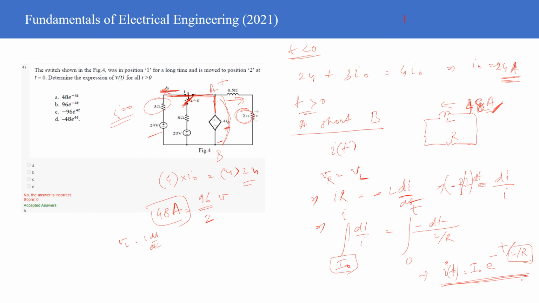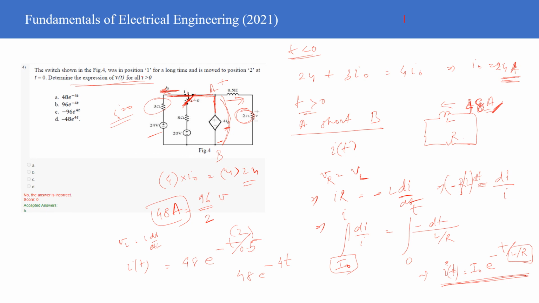Once you have this particular expression, you can just plug in the values. So I of t will become 48 e to the power minus t. What is L? L is 0.5. And what is R? R is 2 ohms. So this will become 48 e to the power minus 4t, right? Now this is the expression of current, and this is how it would be discharging. But what is the expression of voltage? This is what the question is asking.